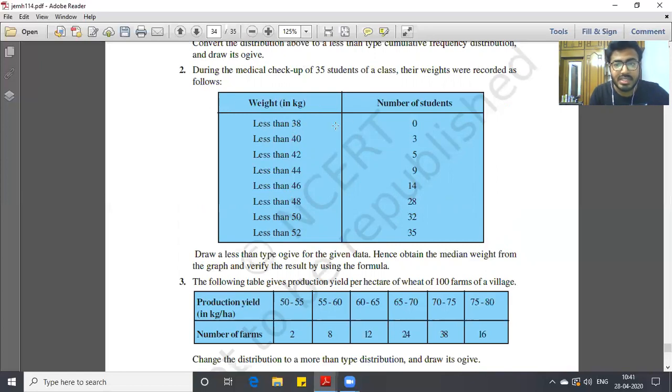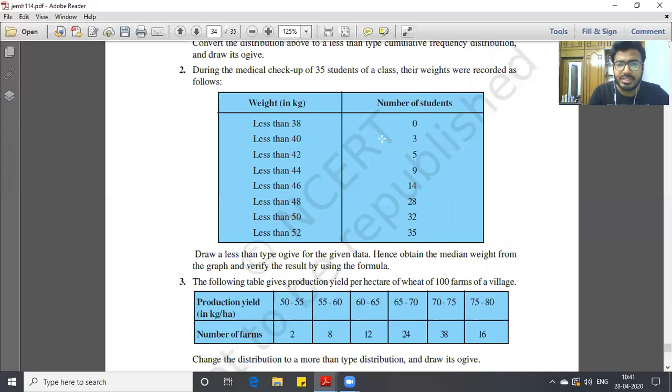In this kind of question, the answer is mostly given directly. See, less than 38, less than 40, less than 42, less than 44, less than 46, less than 48, less than 50, less than 52, and all the values are given. And the cumulative frequency is also given.